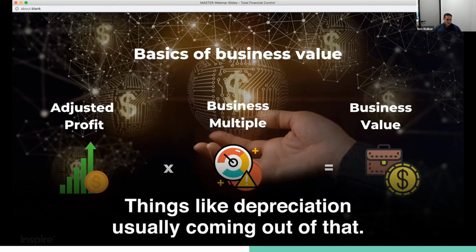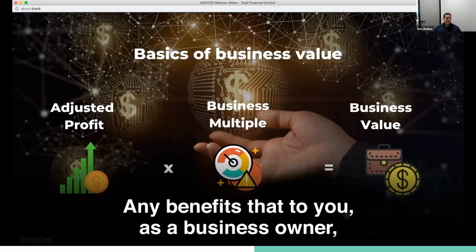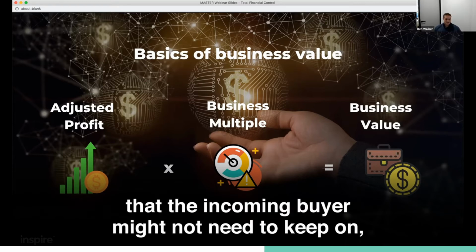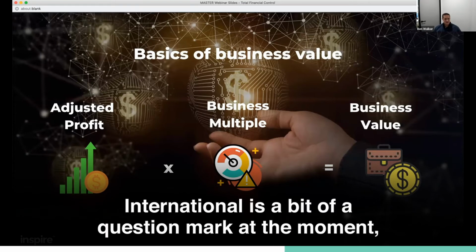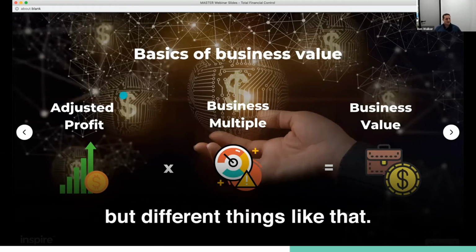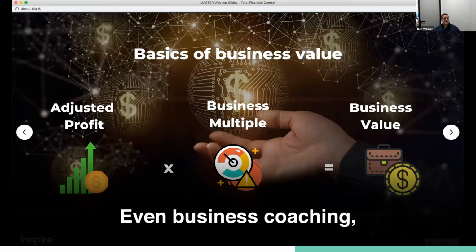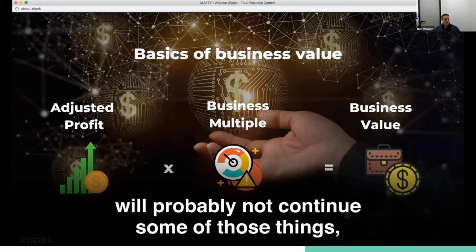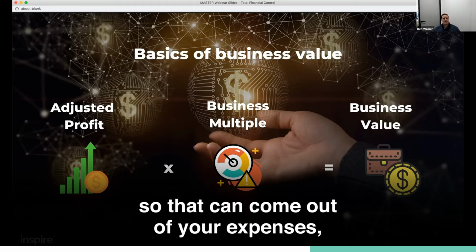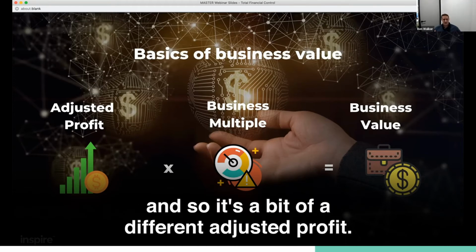Things like depreciation usually come out of that. Any benefits to you as a business owner that the incoming buyer might not need to keep on, like your car, or optional international travel. International is a bit of a question mark at the moment, but different things like that. Even business coaching. A buyer of your business will probably not continue some of those things, so that can come out of your expenses, and so it's a bit of a different adjusted profit.